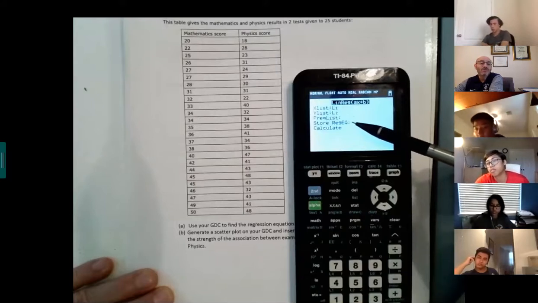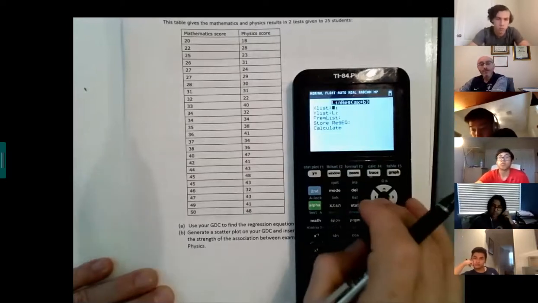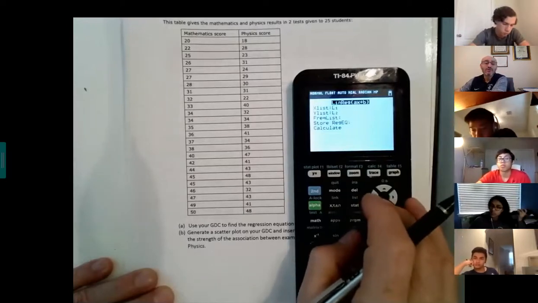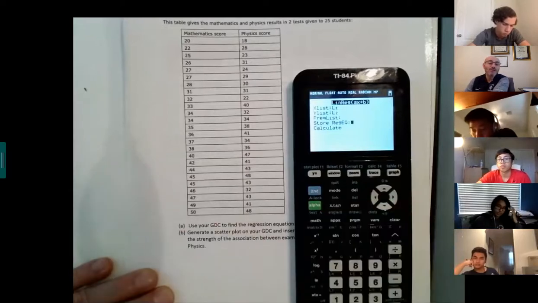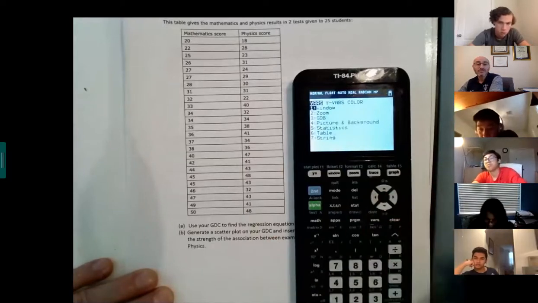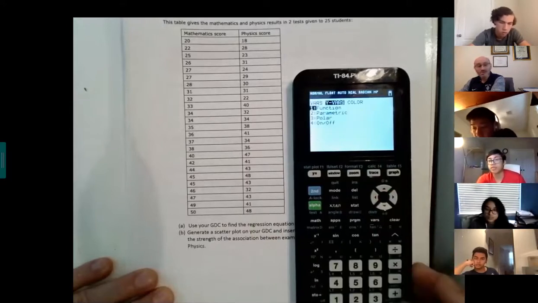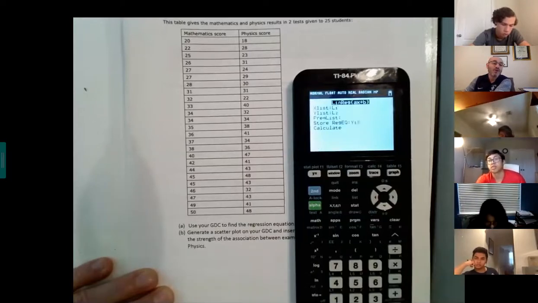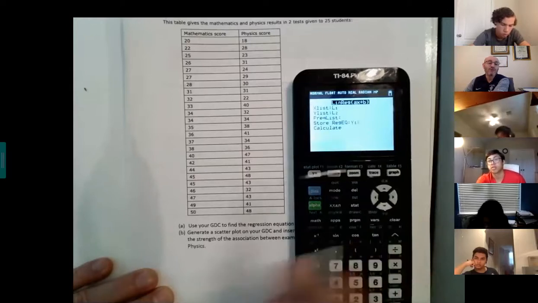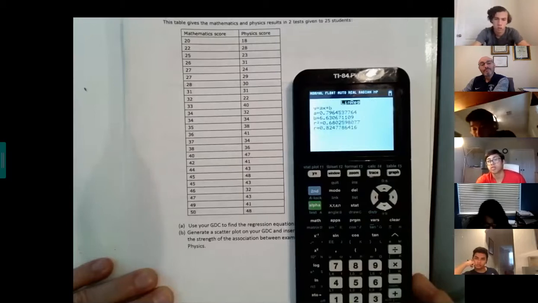Now, for Store RegEQ, we want to store the equation, okay? So what we can do here, come down to Store RegEQ, and I want to store that in Y1. So I will say Vars, which is down here, Y-Vars, Function, Y1. And all I'm saying is store the regression equation into Y1. And then now you will just run it.